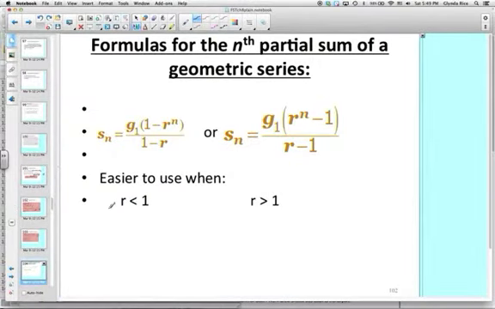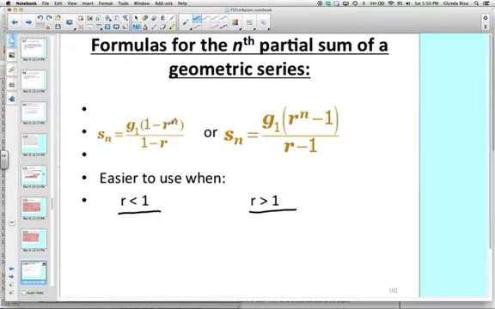On your card, I can't remember if you have both of them or not. I know that you don't have this. You may write this on your card. So we use this formula when r is less than 1. We use this formula when r is bigger than 1. Actually, you can use this one for everything. That's really what I do.